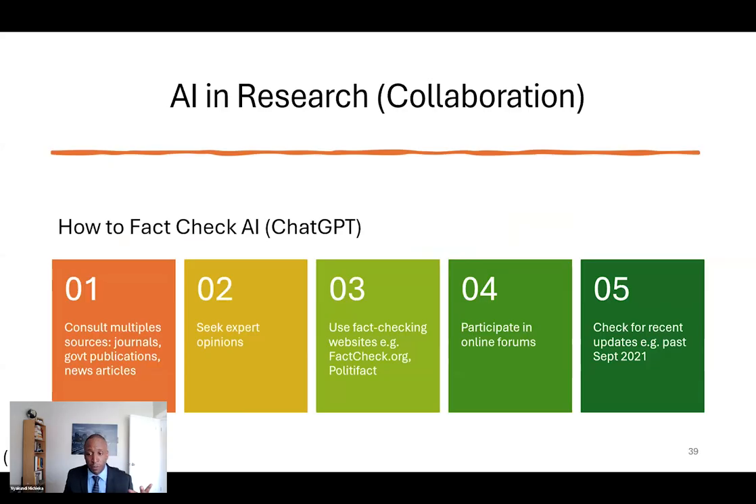You can also seek expert opinions from individuals. You can use fact-checking websites. We've seen that a lot these days with the news and the radio. And then you can also participate in online forums. You can go to the web and ask, I found this study, is it okay? Is it appropriate? What are your thoughts? And then finally, you can also check for recent updates on some of the work that you do.